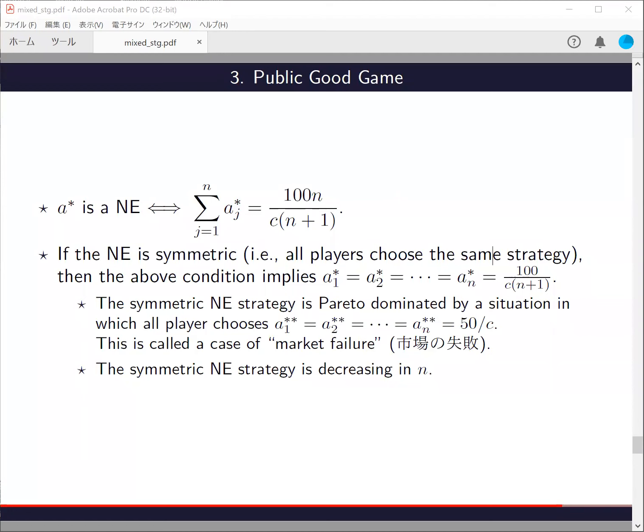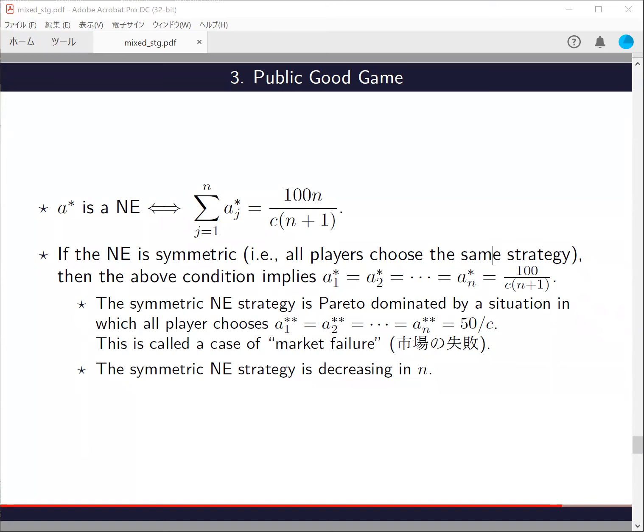Here, we try to obtain a symmetric Nash equilibrium where all the players take exactly the same strategy. And so we simply divide the total contribution amount by the number of players n to get the symmetric Nash equilibrium strategy of player i. We find that each player contributes 100 over c(n + 1) units of his private goods in a symmetric Nash equilibrium.